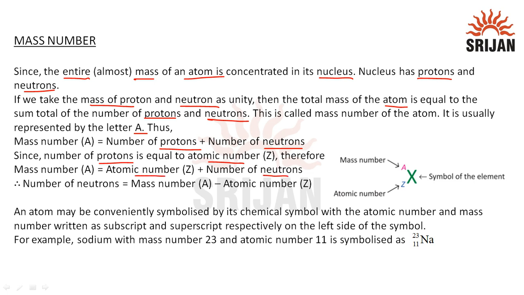So if we have to find the number of neutrons, we can simply subtract: mass number minus atomic number Z. If we have to symbolize it, we write the symbol of the element, with the mass number represented by A and the atomic number by Z. For example, sodium with mass number 23 and atomic number 11 is symbolized as 23 Na 11. In this way we can see the mass number.